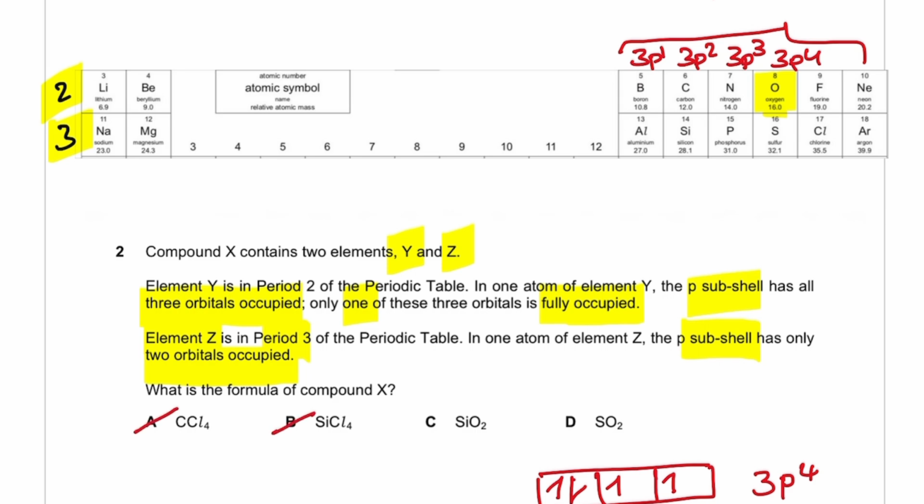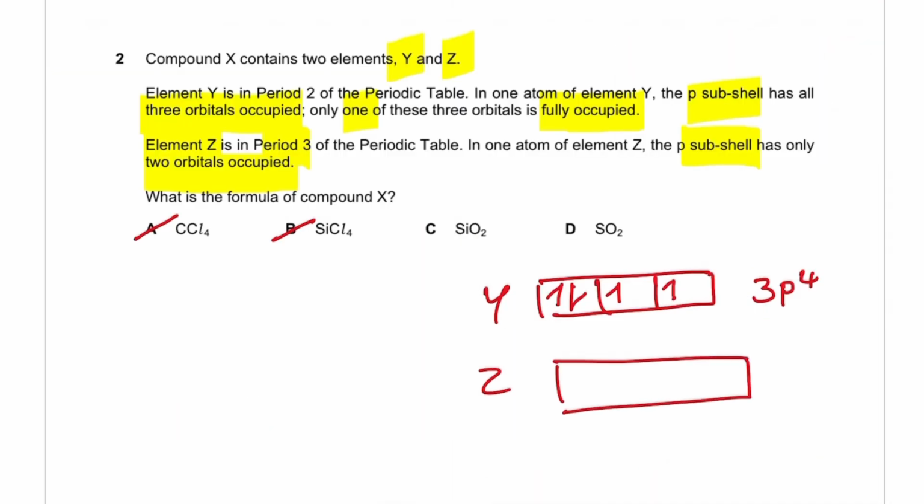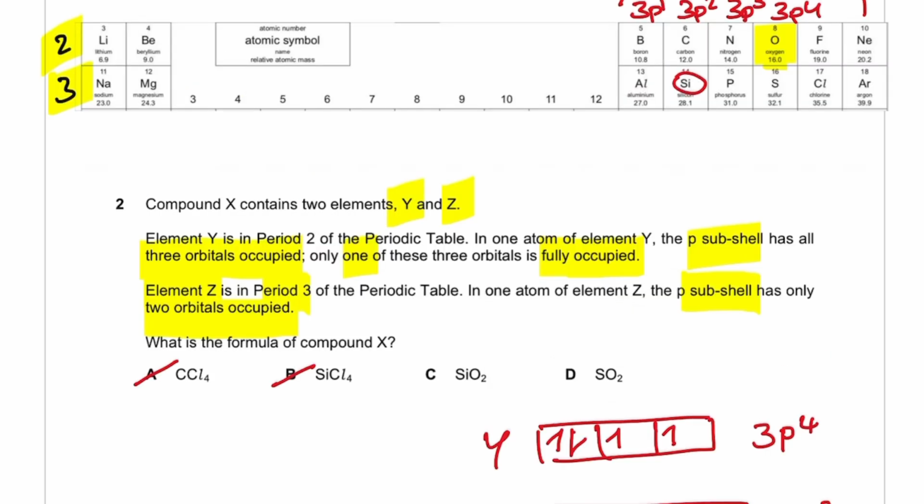Now for element Z, it says the p subshell only has 2 orbitals that are occupied. So Z has the following setup, meaning our Z element ends in 3p2. That would be silicon. Our compound is silicon dioxide.